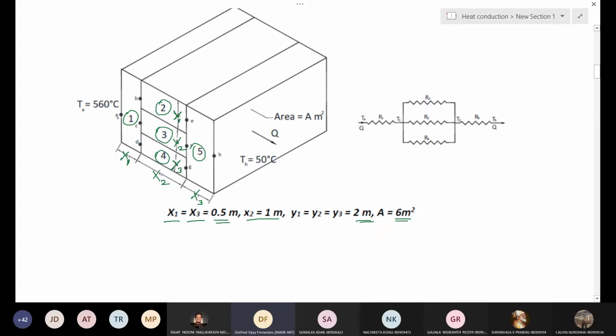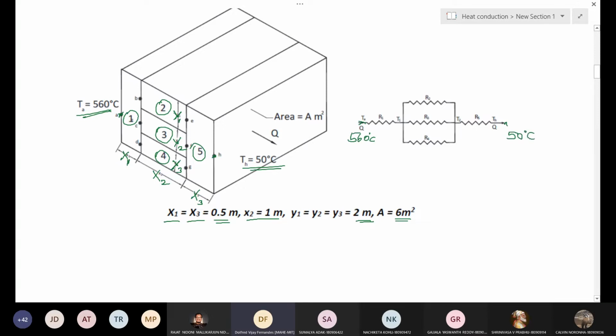On the left-hand side, the wall temperature is given here. This is the point A. Temperature is 560 degrees centigrade, and this point is H on the wall. The temperature is 50 degrees centigrade. So we know these temperatures at the ends. Here we have 560 degrees centigrade, and here 50 degrees centigrade.